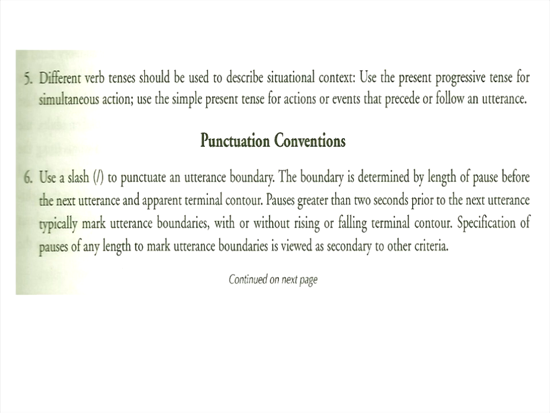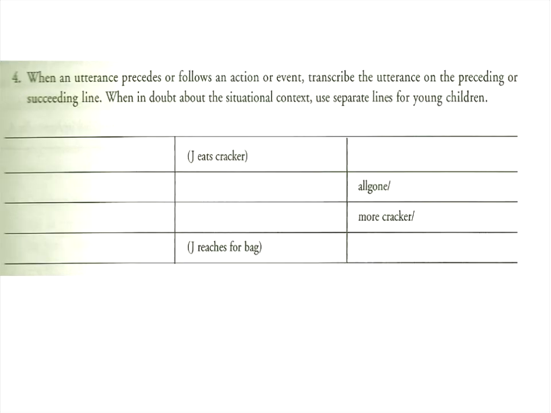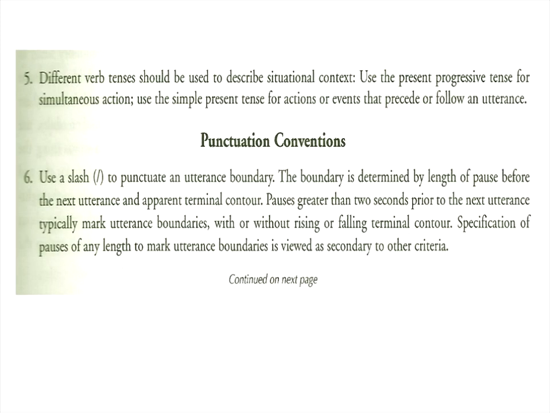Number 5, you should use different verb tenses when you describe the context. Like here, you see eats, that means it's happening right then. Reaches is happening right then, currently. So you want to use the verb tense based on the context. Now, punctuation. Use a slash to punctuate an utterance boundary.